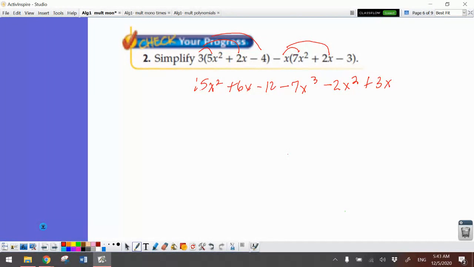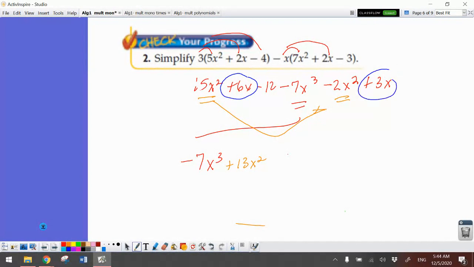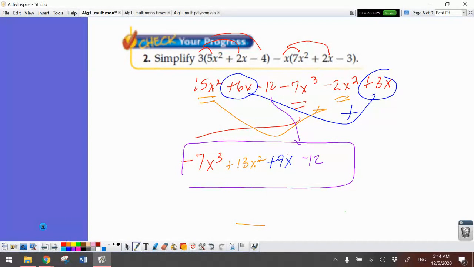Okay, so combining like terms and looking for who gets to go first, I see that the 7x cubed is going to get to go first because that's the largest. The next set of like terms in my standard form are going to be my x squareds. So I have a 15 and a negative 2. I see that that's going to be a 13. Then if I go to my x's, I see I have a 6x and a 3x. That's going to give me a 9x. And the only one I haven't dealt with is my negative 12. And there is my answer in standard form.